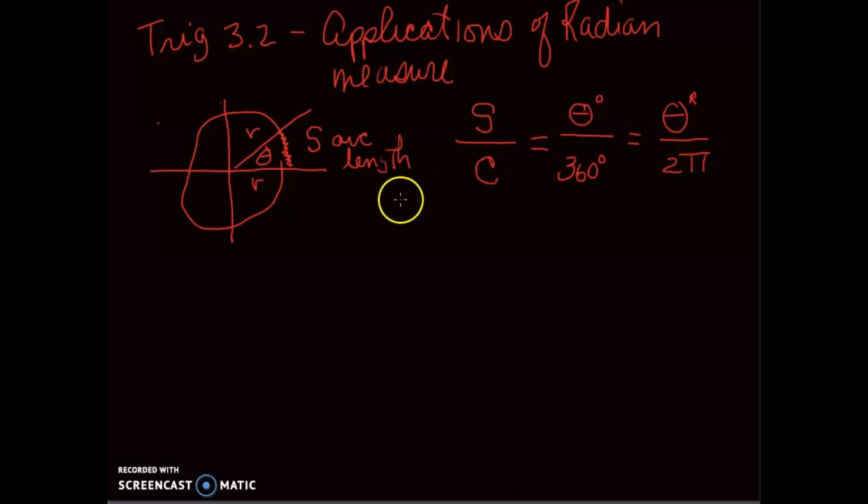Well, because the circumference of any circle is 2 pi r, we can put that in for the circumference here. That's over 2 pi r. And we could use degrees, but in radians, we can get rid of some of the stuff. So I'm going to use the radians. Theta in radians over 2 pi.